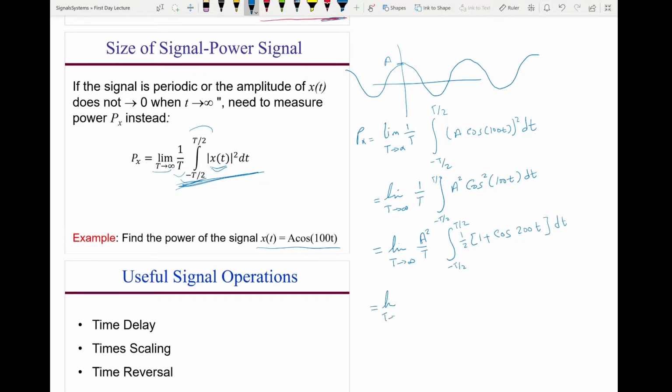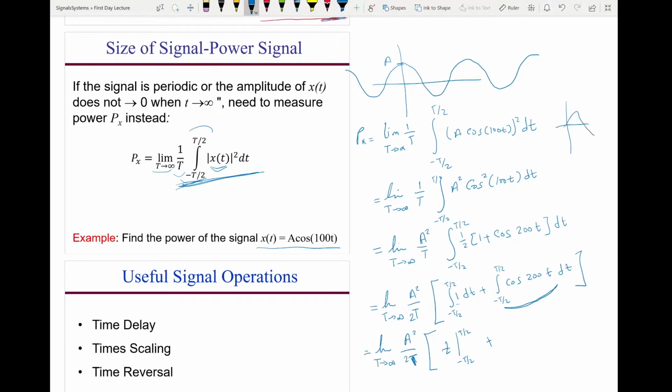And finally, now the integral of 1 is just T. The integral of this one is the area under the cosine function, and the area under the cosine is always going to be 0. The same thing, the area under the sine function is 0 because the positive area for the sine equals the negative area. For the cosine, the positive area equals the negative area. So the integral will always be 0, as long as you integrate over a full period or 2 periods, 3 periods.